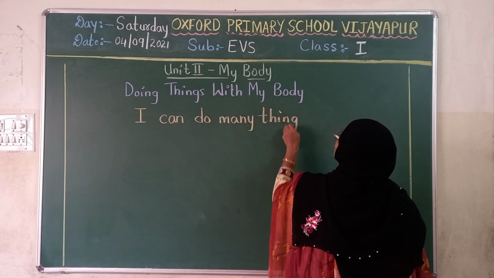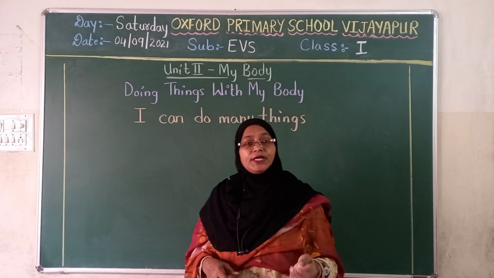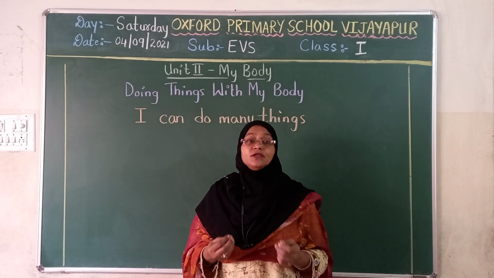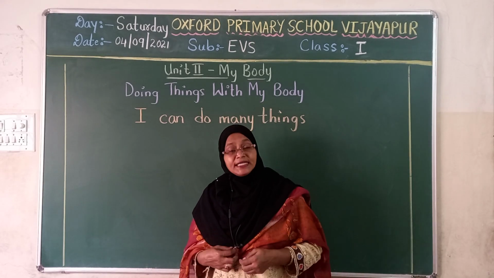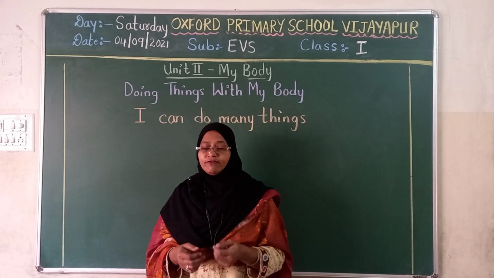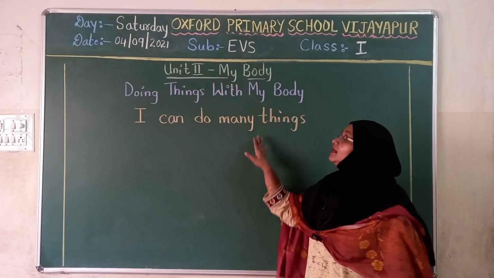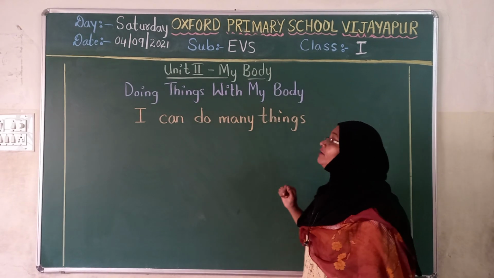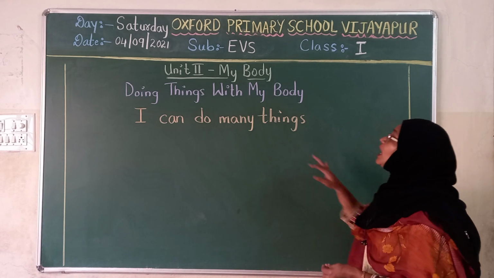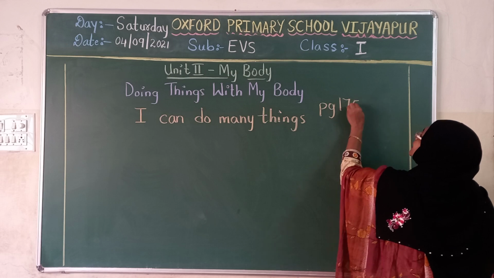So children, have you grown up now? Now you are grown up. Compared to your LKG, UKG class, you are grown up now. You can do some things on your own also. So let us learn the things which we are going to do by ourselves. Open your notebook. Write today's date. And you have to write Unit 2, My Body. From page number 175, we will do, I can do many things.